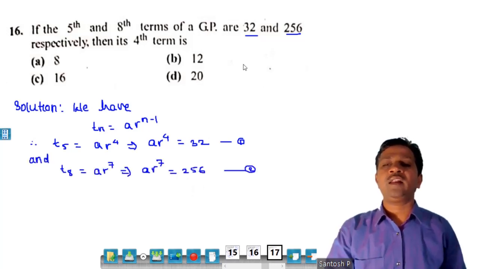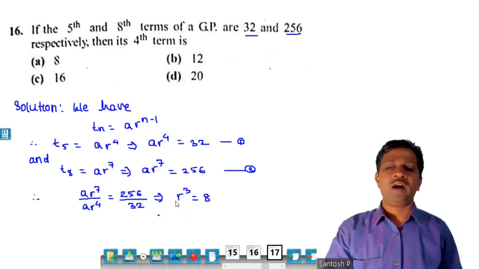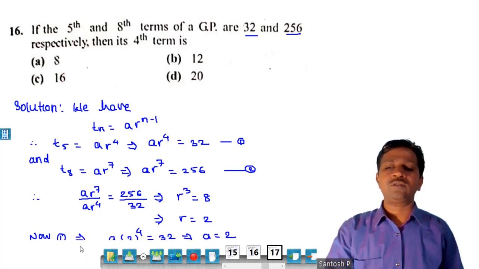And T8 can also be calculated using the same formula. If I put n equals 8 here, T8 will be equal to a into r raised to 8 minus 1, that is 7. Now the value of T8 is 256. So a r raised to 7 becomes 256. Divide the second equation by the first equation. That a will get cancelled. R raised to 7 upon r raised to 4 is nothing but r cube. And this division on the right side is 8. You can perform the calculations, and therefore r equals 2. Now by putting this r equals 2 in equation 1, see what I get: a as it is, then r is 2 here, 2 raised to 4, and the right side is 32. So this 16 can be divided to the right side, and you will get a equals 2.